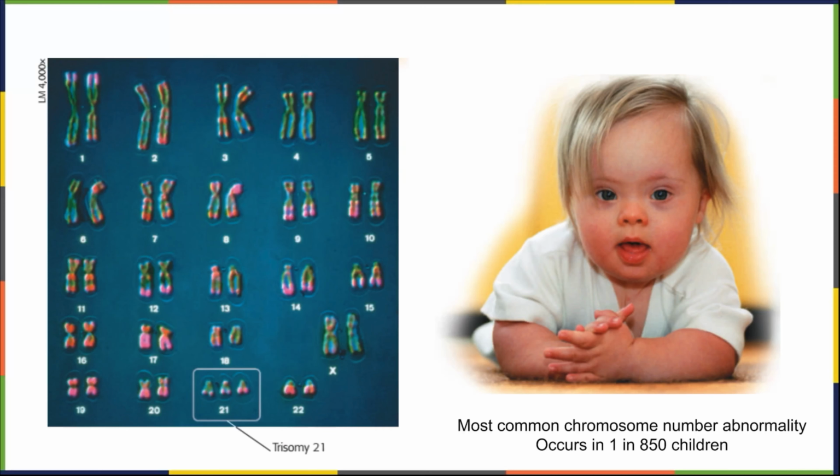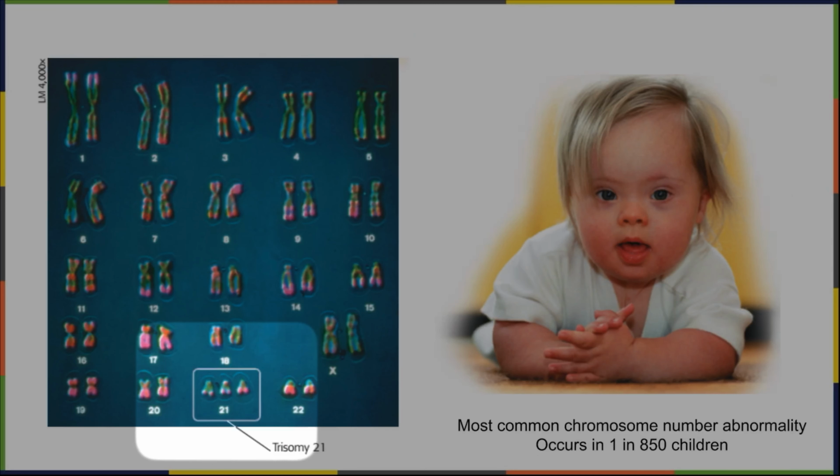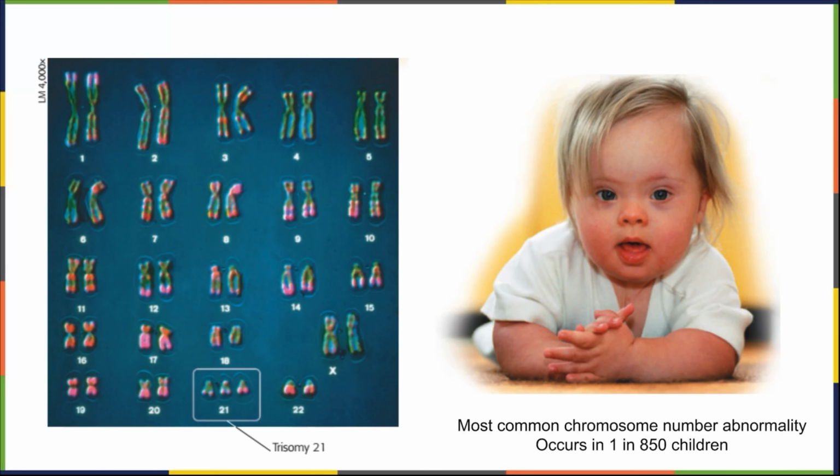Karyotyping is the process by which photographs of chromosomes are taken in order to determine the chromosome complement of an individual, including the number of chromosomes and any kinds of abnormalities. In this karyotype, you can see that chromosome 21 has 3 chromosomes. This is known as trisomy 21. Trisomy 21 is a genetic disorder that we call Down syndrome.